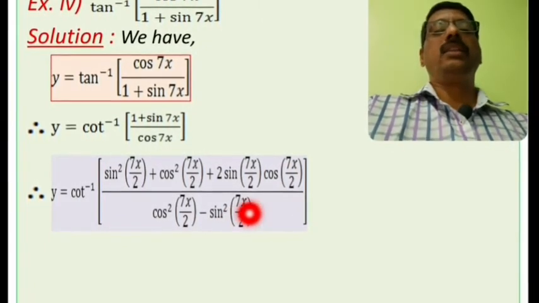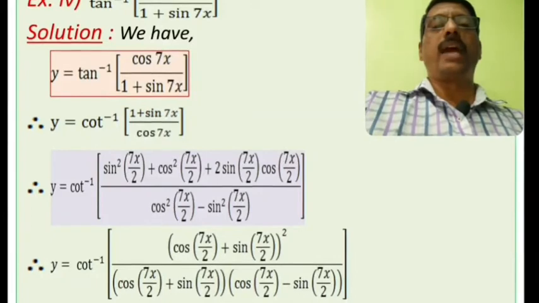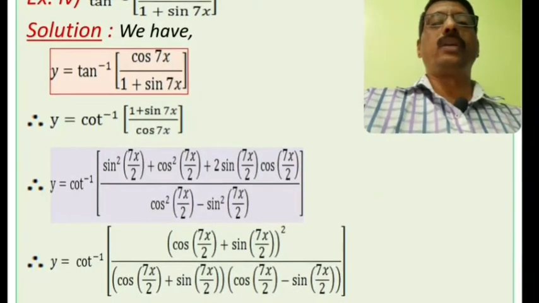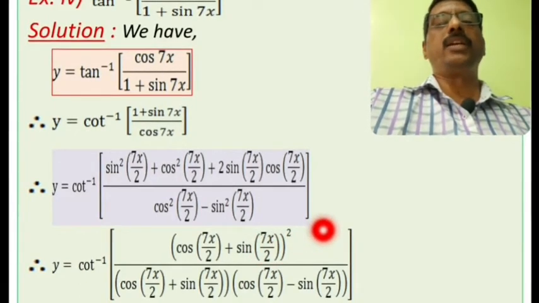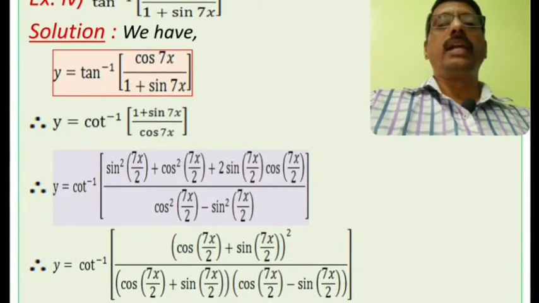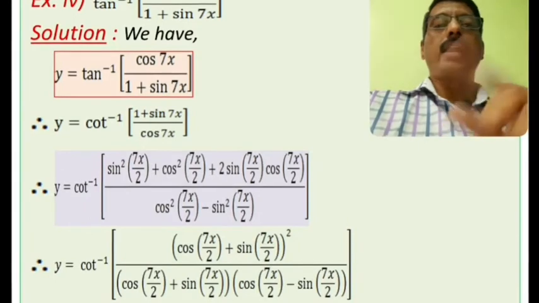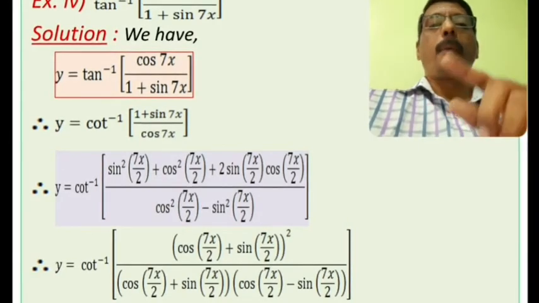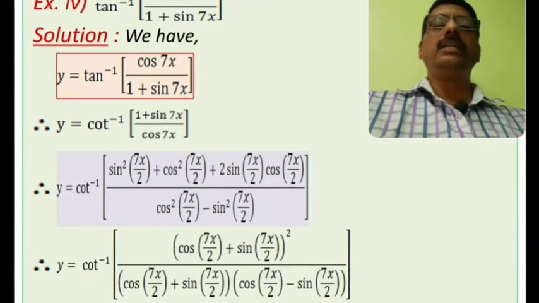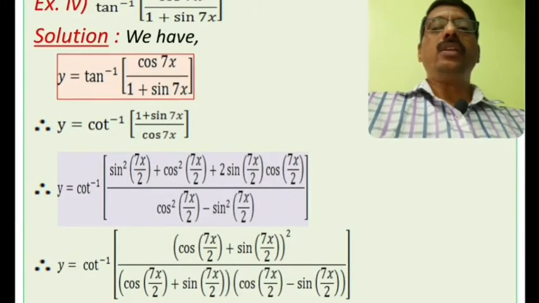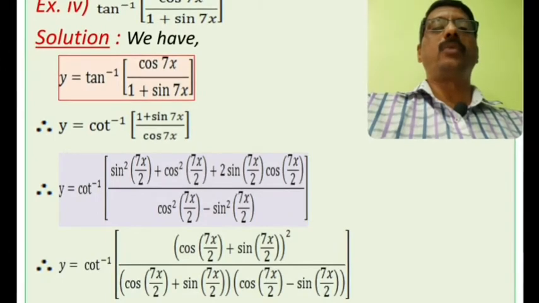By these two formulas, the next step becomes y equal to cot inverse of, the numerator is (cos of 7x/2 plus sin of 7x/2) whole square, that is (a plus b) whole square, divided by, in the denominator, (cos of 7x/2 plus sin of 7x/2) into (cos of 7x/2 minus sin of 7x/2), that is (a plus b) into (a minus b).